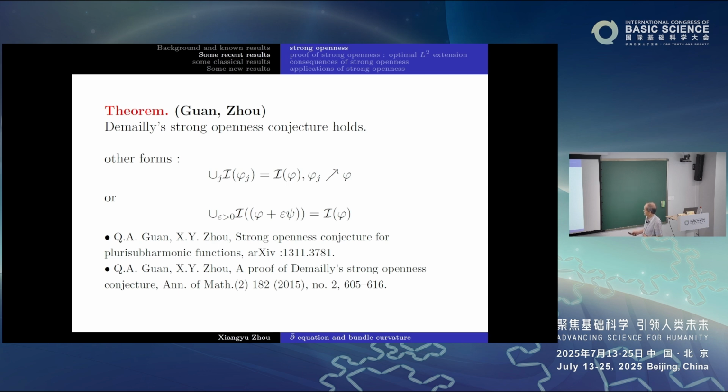So our result is as follows. Demailly's strong openness conjecture is true. And in the same paper, the same proof is used to prove the following two forms. This means a sequence of plurisubharmonic functions increasingly converging to a plurisubharmonic function still has this equality. And another form is the following: phi and psi, both functions are plurisubharmonic, so you can still have this equality. This is the proof. The paper was published ten years ago.